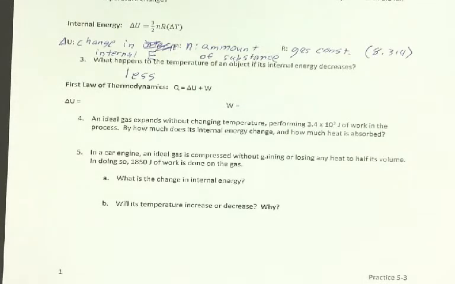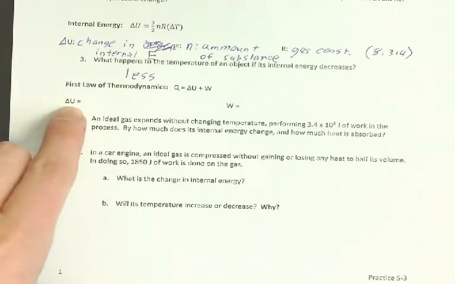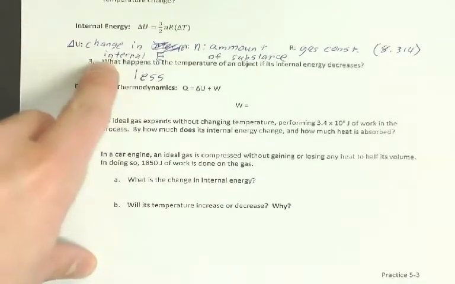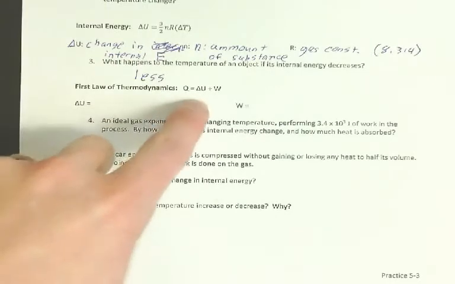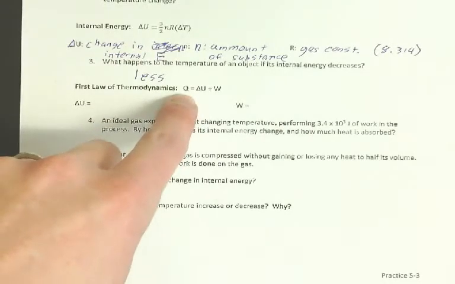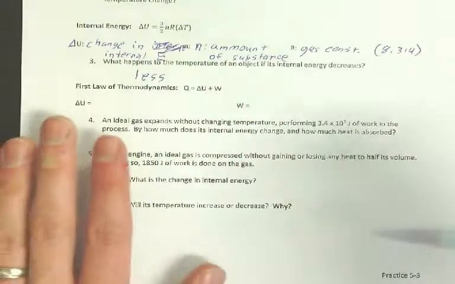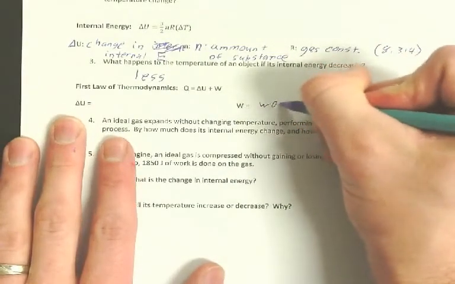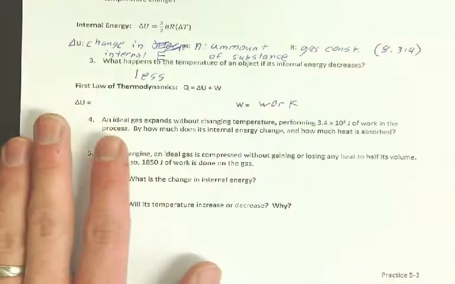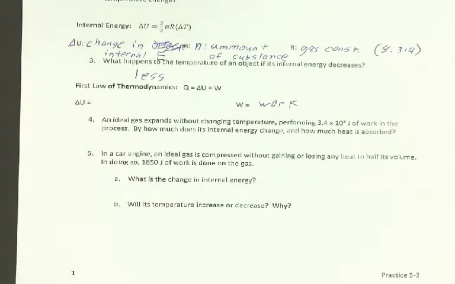Good. All right. First law of thermodynamics. So first of all, delta U is still change in internal energy, so I'm not going to write that one again. Q is still heat, so I'm not going to write that one again. W is work.